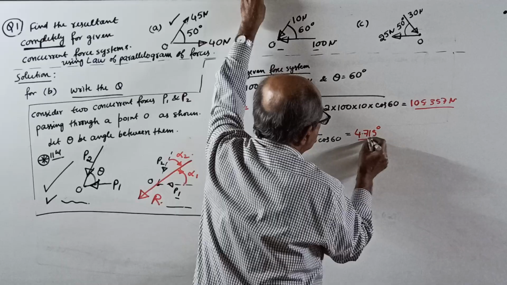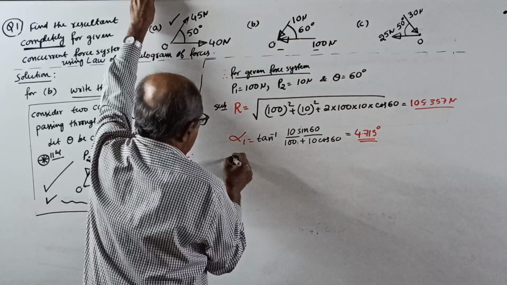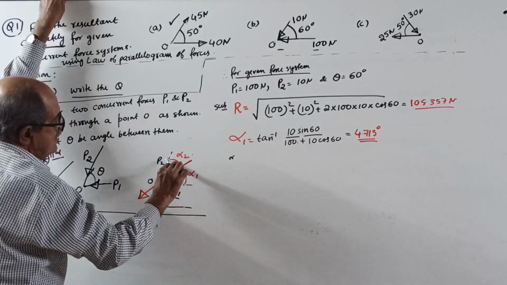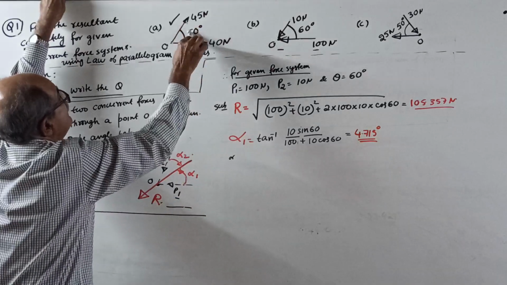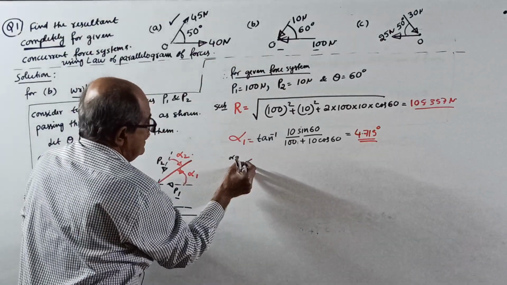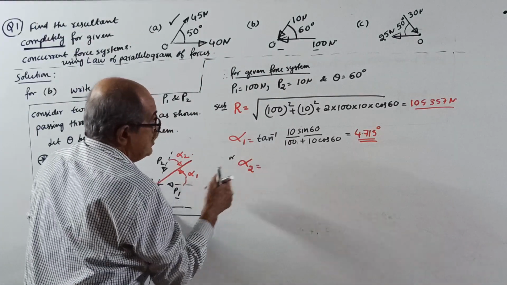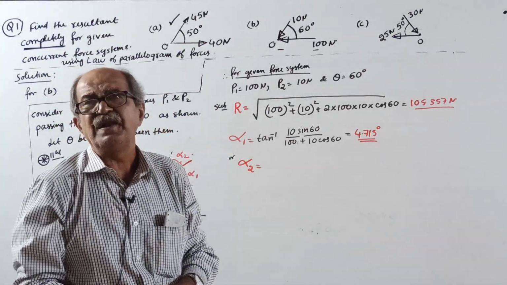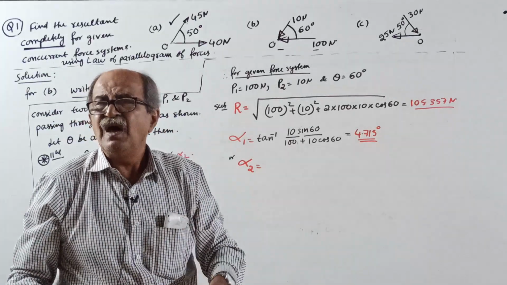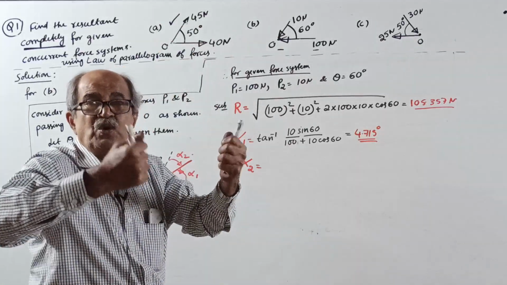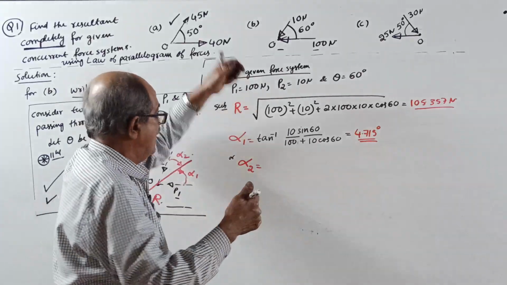4.715 degrees. Very close. Once this is 4.715 degrees, alpha 2 you can find very easily by subtracting from 60. But still, for understanding purpose, you write a note there. You actually don't need both, alpha 1 and alpha 2. Get one of them, the other comes automatically. But still, for gaining more confidence and grip, alpha 2.